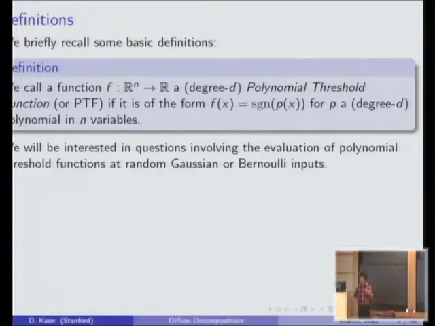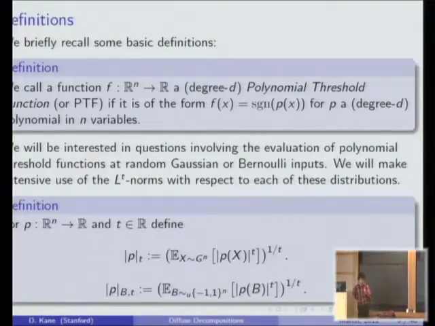What we're going to be interested in are questions related to the evaluation of polynomial threshold functions at random inputs. And these inputs will be either from the n-dimensional Gaussian distribution or the n-dimensional Bernoulli distribution. So every coordinate is independently and randomly plus or minus 1 with equal probability.